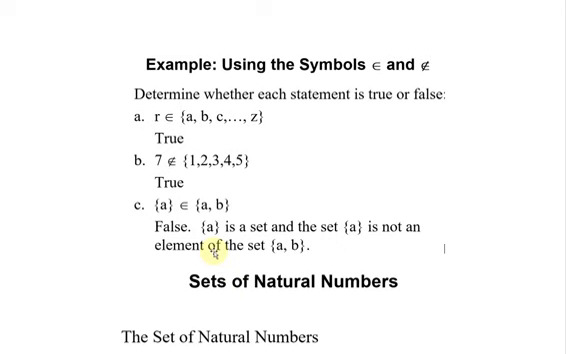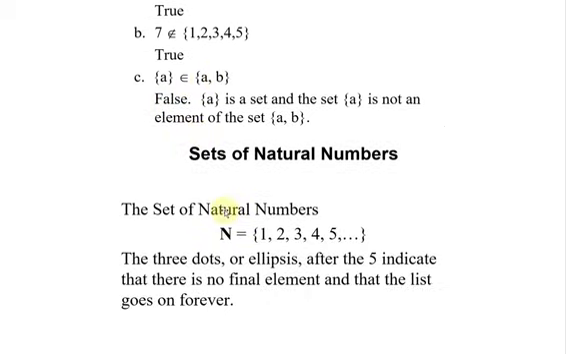How about this one? Well, this is not a single element. This is a set, and this is another set. So set A is a set, and set A is not an element inside the set of A and B. So this is false. We can also have the set of natural numbers. Now recall from algebra, natural numbers are the numbers 1, 2, 3, 4, 5, and so on. The counting numbers. The 3 dots mean there's no final element, and the list just goes on forever.